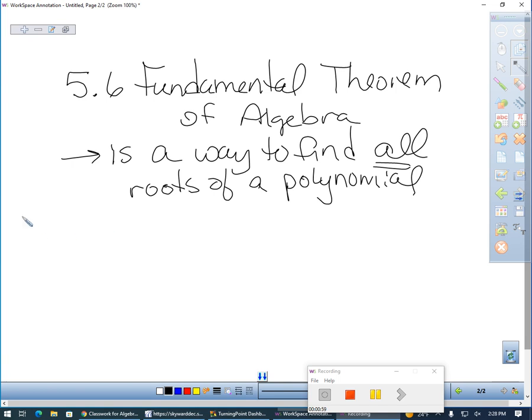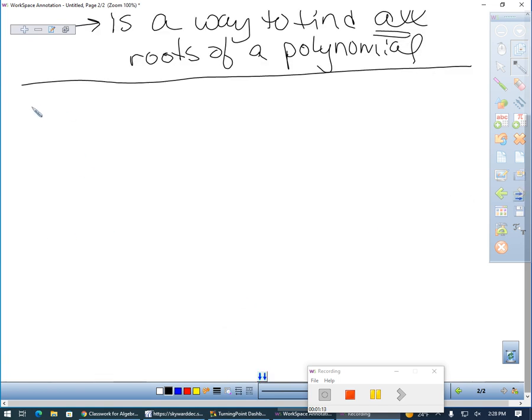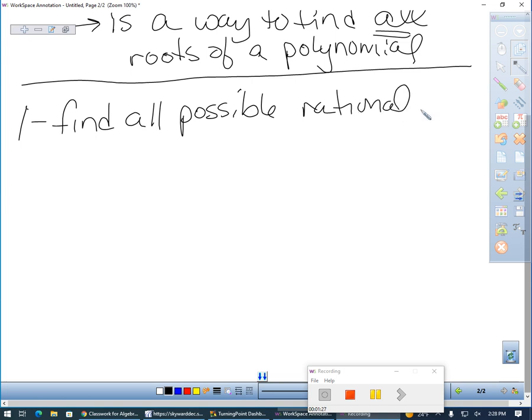Okay. So here's what I'd like us to do. We're going to start with step 1. Find all possible rational roots. That is what we did on that worksheet 1 through 4, right?